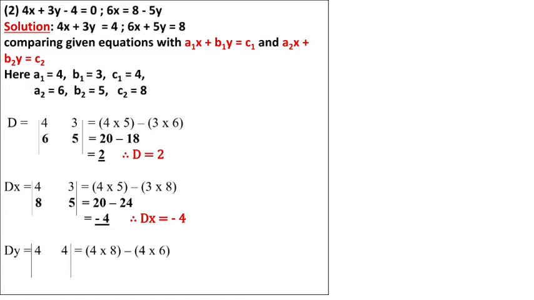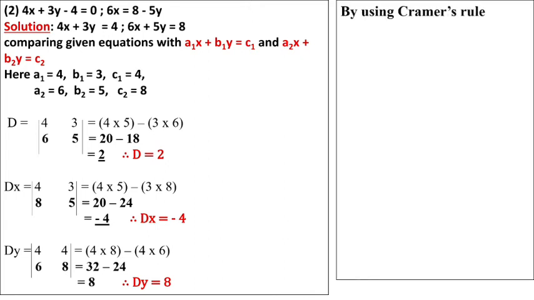Dy equals what will we take? a1, a2 and c1, c2. So a1, a2 is 4, 6 and c1, c2 is 4, 8. Now 4 into 8 minus 4 into 6: 4 8s are 32 minus 4 6s are 24. So 32 minus 24 we get 8. It means Dy value we got 8. By using Cramer's rule, x equals Dx upon D.